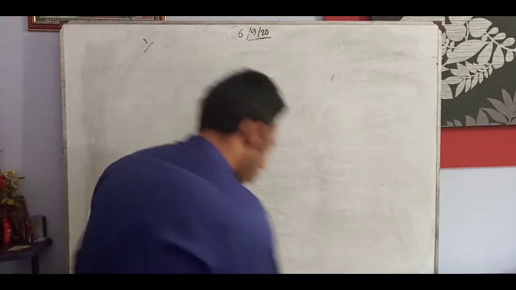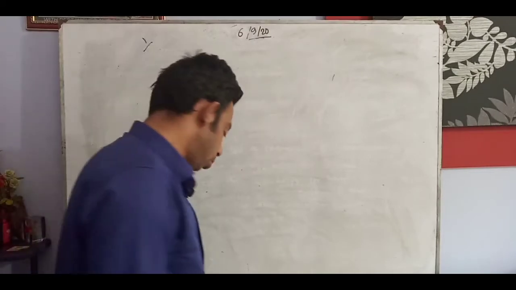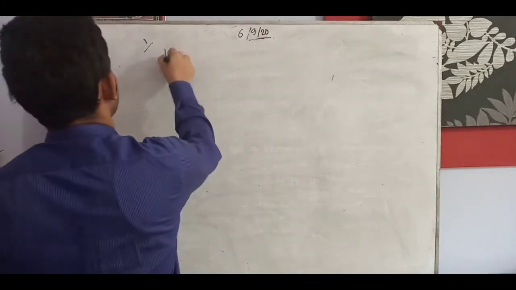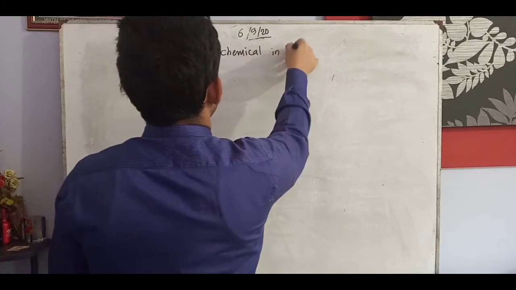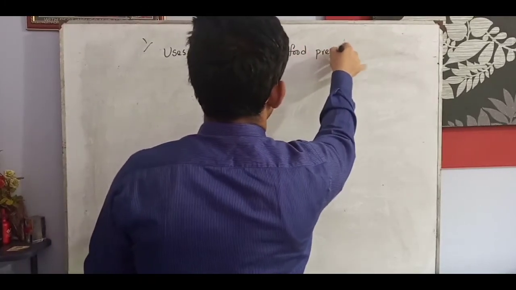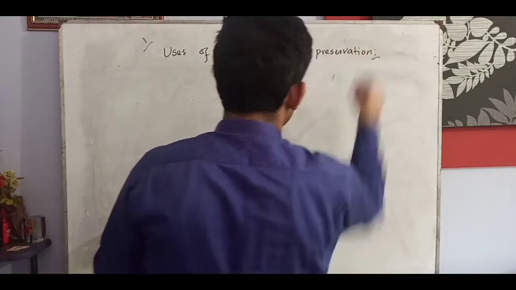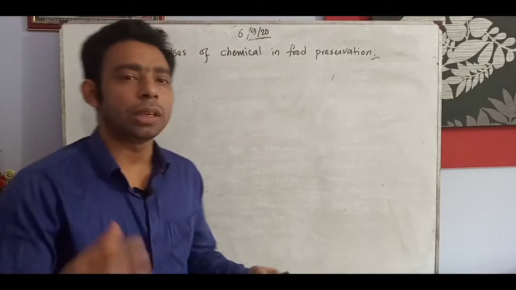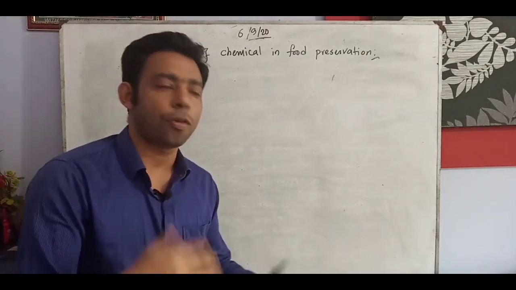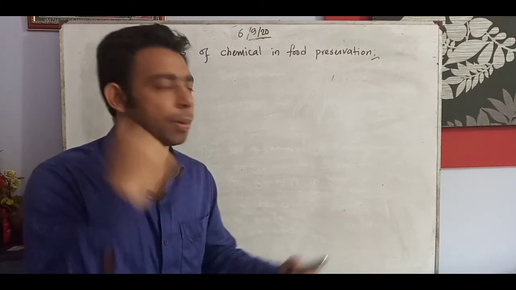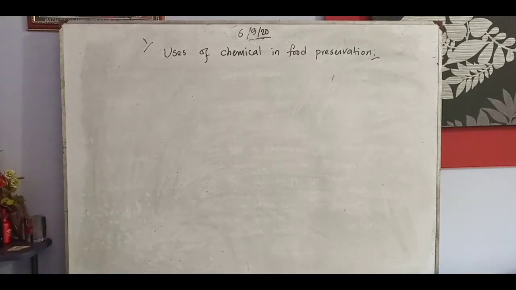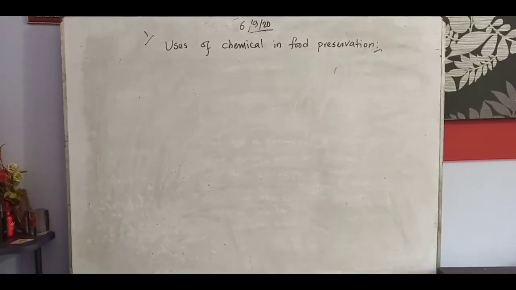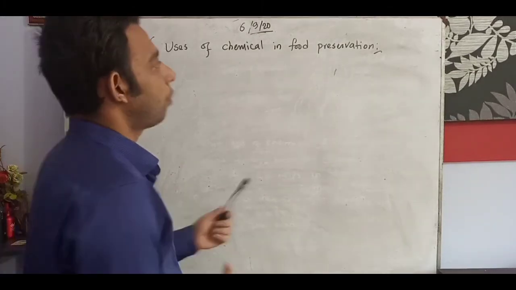So today in chapter 5 we will cover another topic, that is uses of chemicals in food preservation. I hope you are getting used to many of the chemicals like formalin, calcium carbide, ethylene. You may have heard the names of these types of chemicals before. So what types of chemicals are actually involved and need to be understood, that is the matter. Okay, so, uses of chemicals for food preservation.